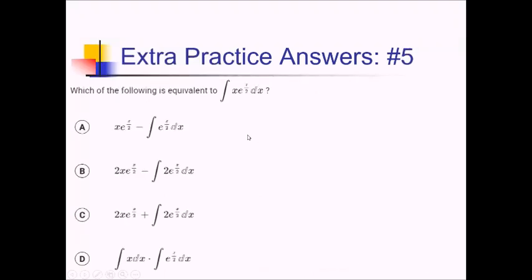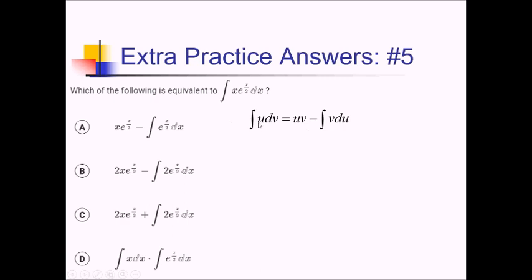On this problem, they just want to know which of these is equivalent to the integral of x times e to the x over 2 dx. And if you look at these answer choices, at least 3 of them kind of look like an integration by parts setup. So that's the direction we're going to go here. The formula for integration by parts, which works well when you have something like this with a product that you can't do anything else with, is the integral of u dv equals uv minus the integral of v du.